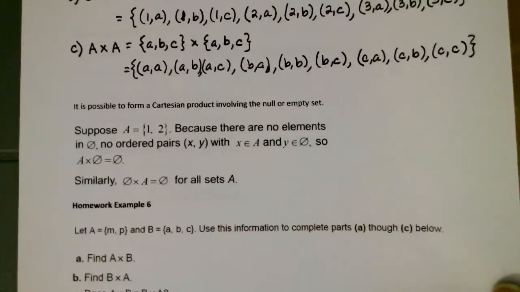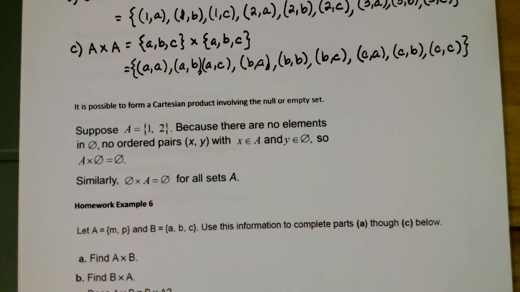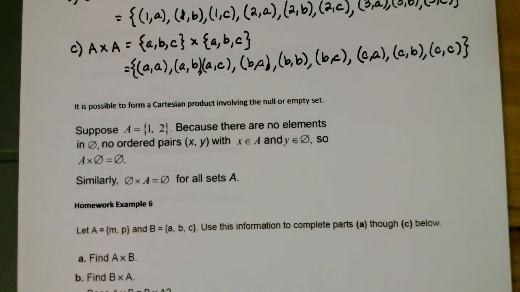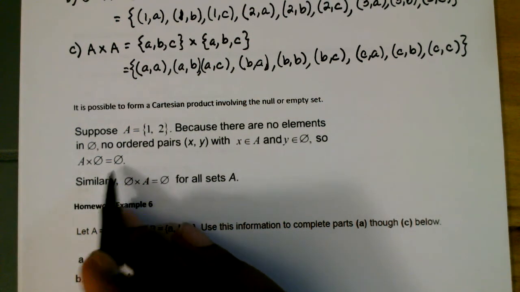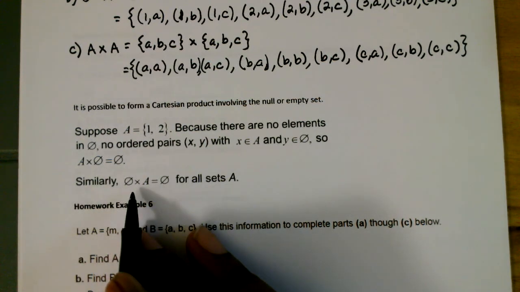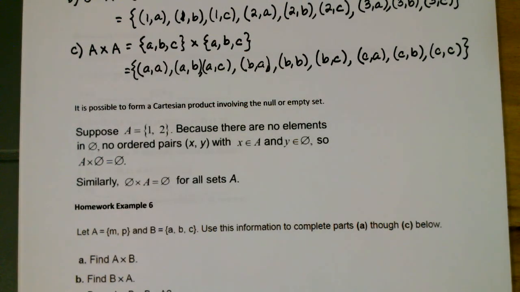Now, it is possible to form a Cartesian product involving the null or empty set. Suppose that A has the elements 1 and 2. Because there are no elements in the empty set, there are no ordered pairs (x, y) with x being an element of A and y being an element of the empty set. So the cross product of A and the empty set is the empty set. And also the cross product of the empty set and A would be the empty set for all sets A.